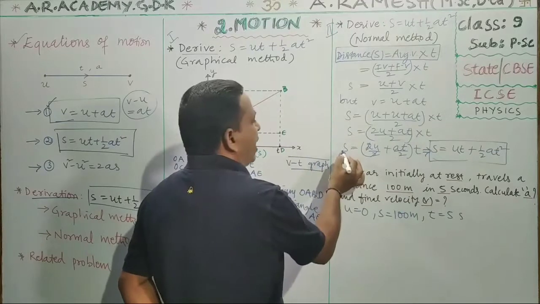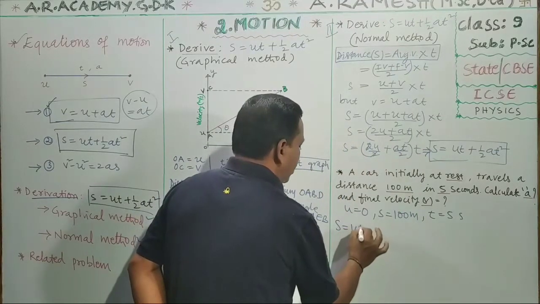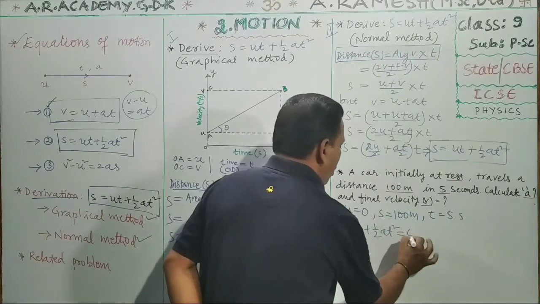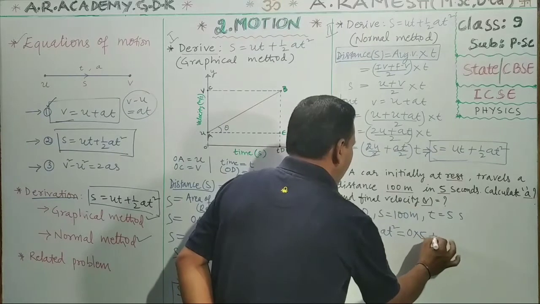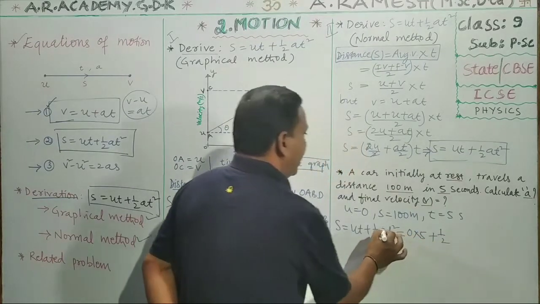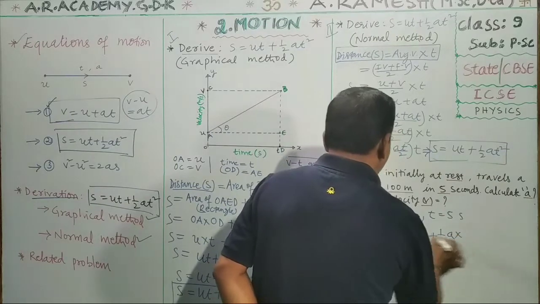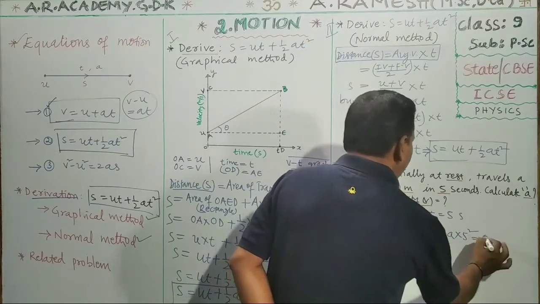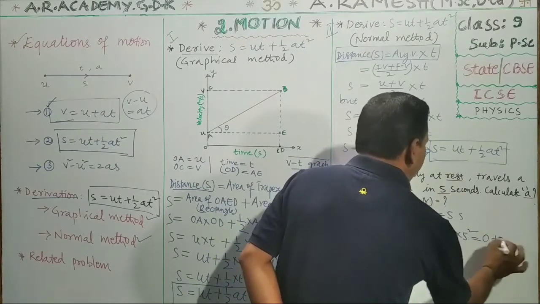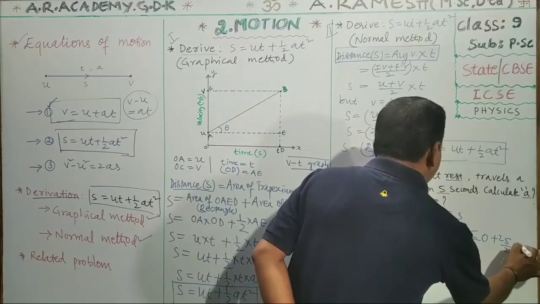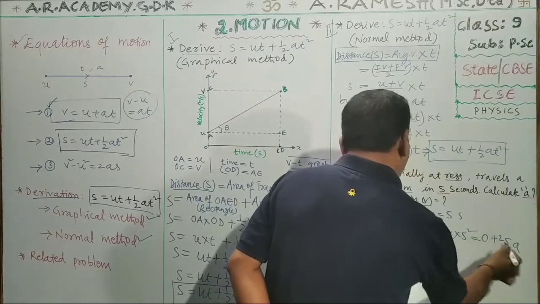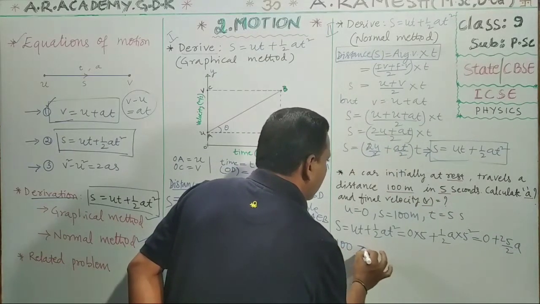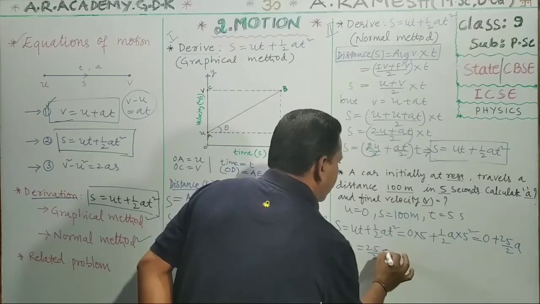So here we have one formula, S equal ut plus half at square. In this we substitute the values. u is 0 into time 5, plus half of a, we have to find out, into t square. t square means 5 square. That is 5 into 0, 0, plus 5 square, 25. 25 by 2 into a equal to S. S is already given, 100. So 100 equal to 25 by 2 into a.